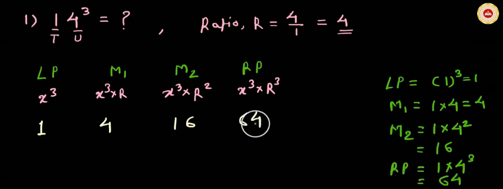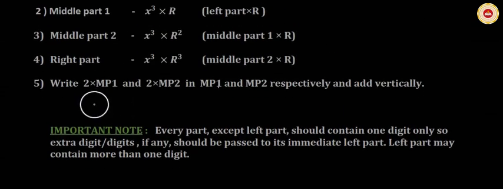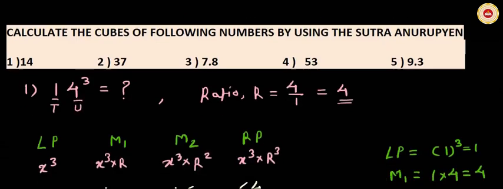So we wrote 64. Now what is the next step? That is the fifth step. 2 multiplied by M1, that is middle part 1, and 2 multiplied by middle part 2, and we are going to write those values in middle part 1 and middle part 2 respectively. Let us write it.